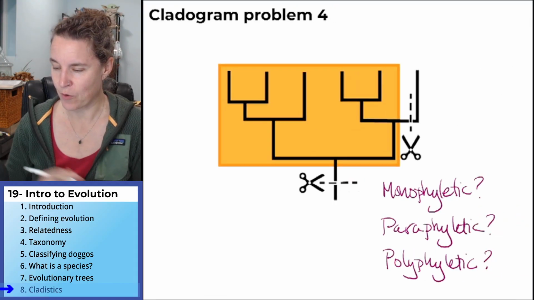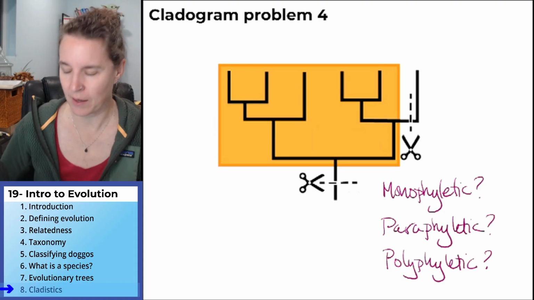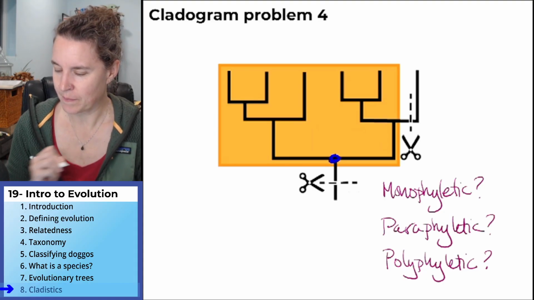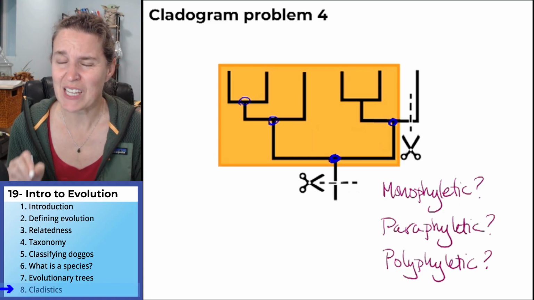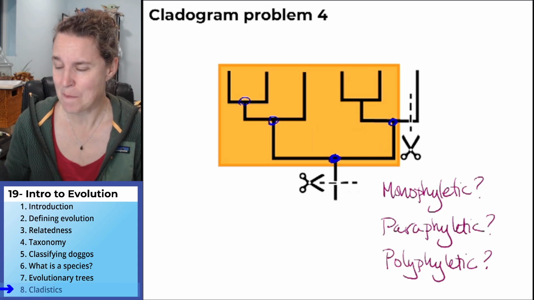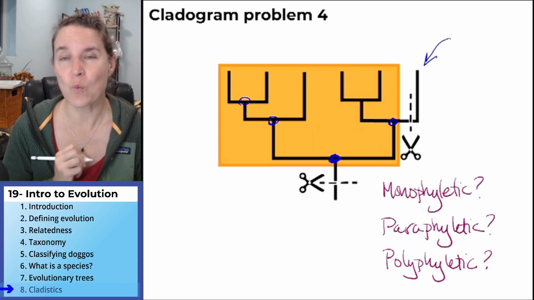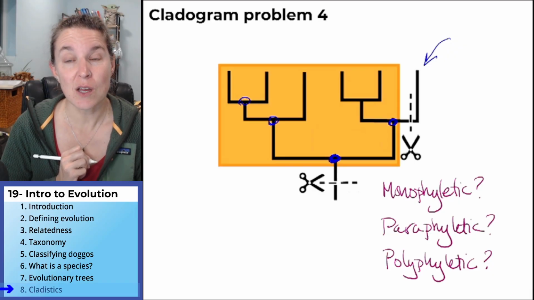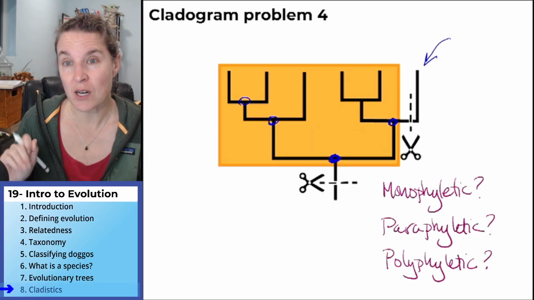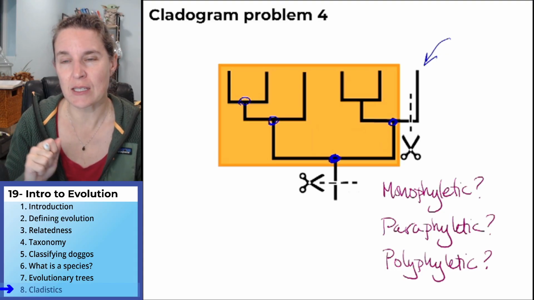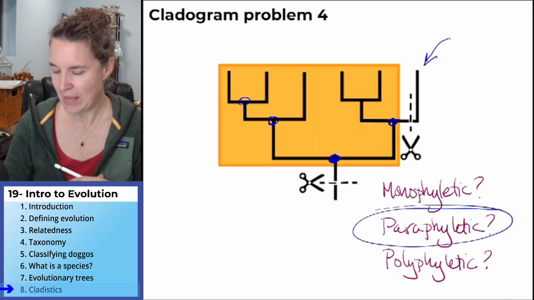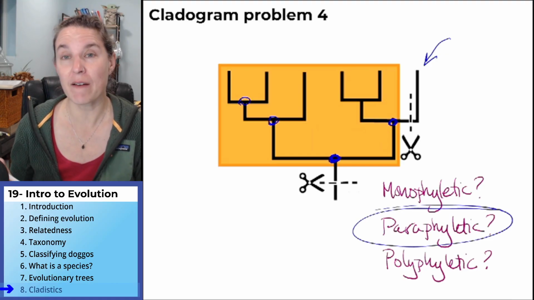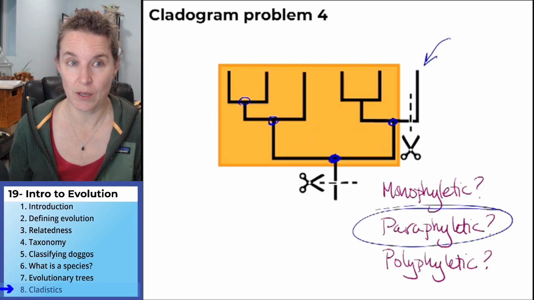I think I have one more for you. Okay. We have an ancestor. We have more ancestors, holy ancestors. We've got almost everybody included in this, but we left one person out. We've got the common ancestor and almost all of its descendants, but not all of them, which means what kind of group is it? This would be our paraphyletic group.